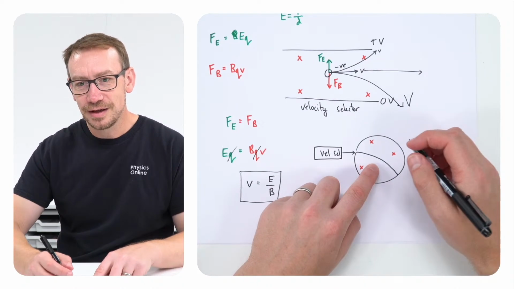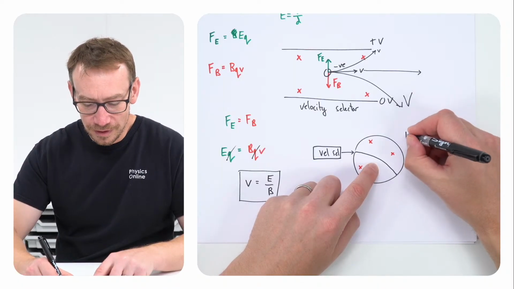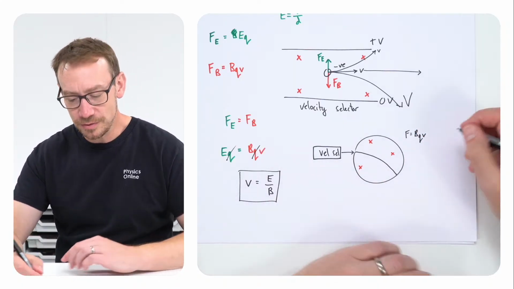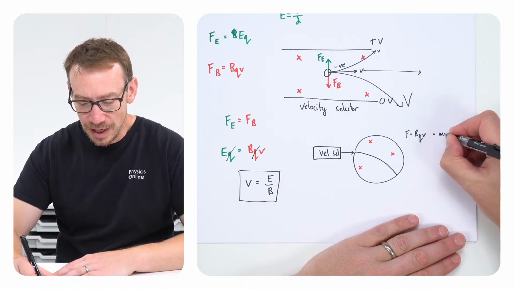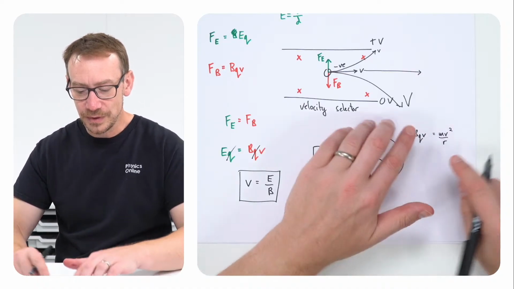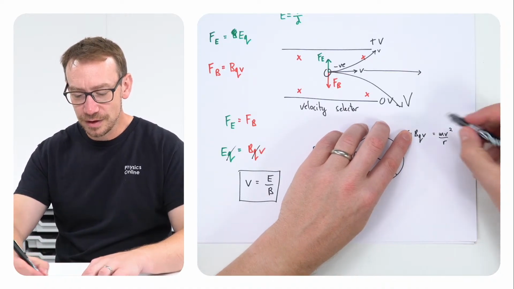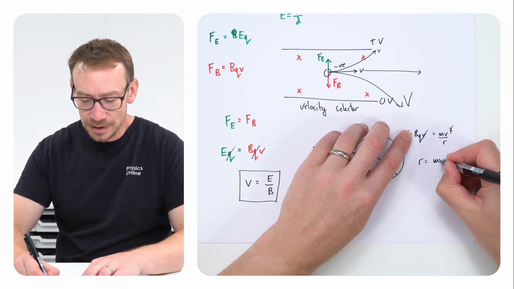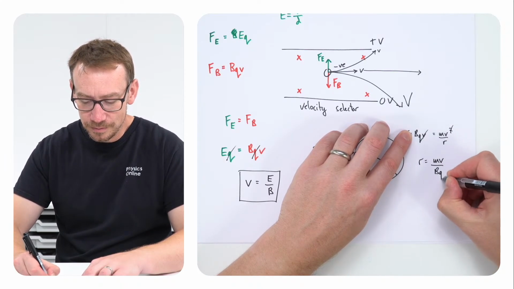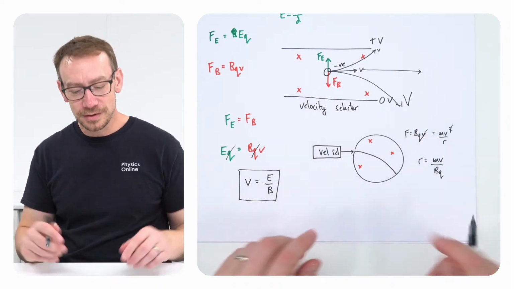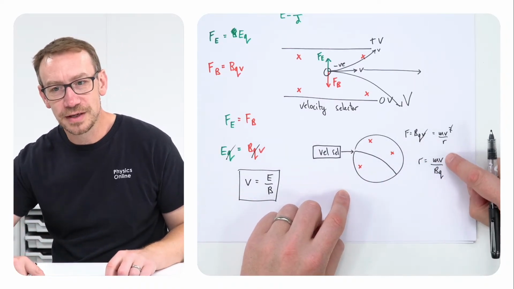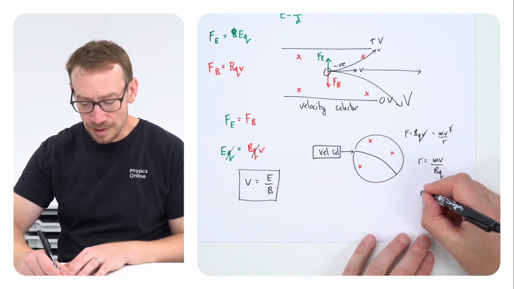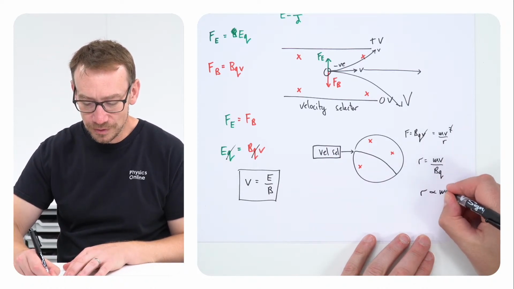Here, if they're moving with a circular path, the force is equal to BQV, and that's going to be providing a centripetal force on them, which is equal to mv squared over r. If we equate these two things together, a v cancels, and then r is equal to mv over BQ. If all the particles in here are travelling at the same velocity, they're all in the same magnetic field and they all have the same charge, that means the radius is proportional to the mass.